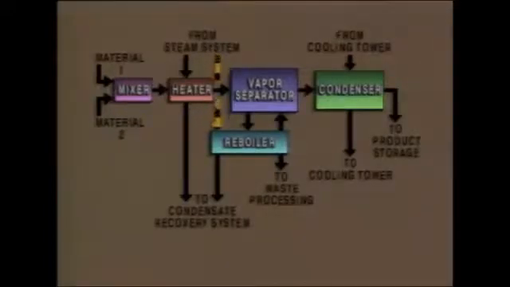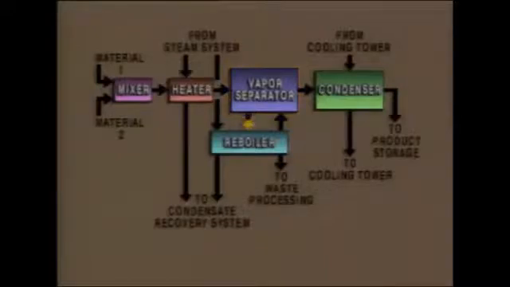Steam also flows to the reboiler. Condensate from the heater and from the reboiler go to the condensate recovery system. From the heater, the heated liquid flows to a vapor separator. In the vapor separator, some of the components of the hot mixture flash to vapor. The other components remain in the liquid state.